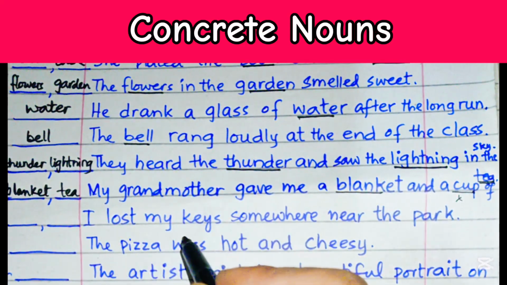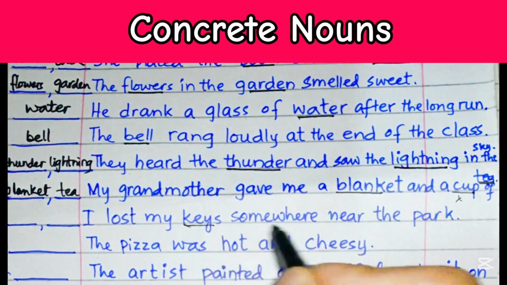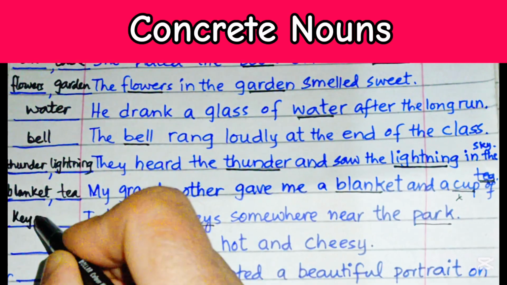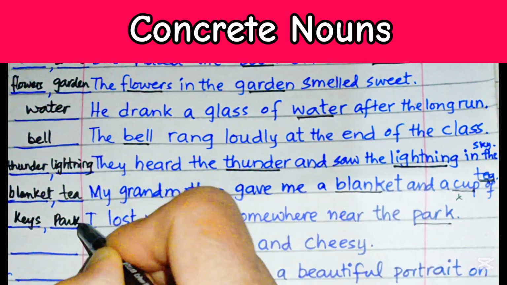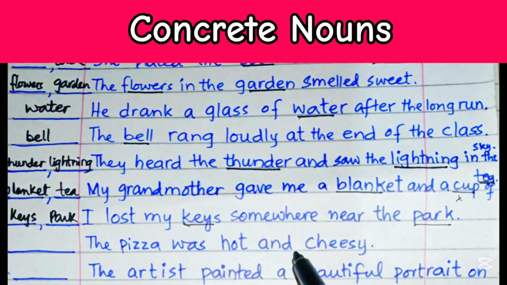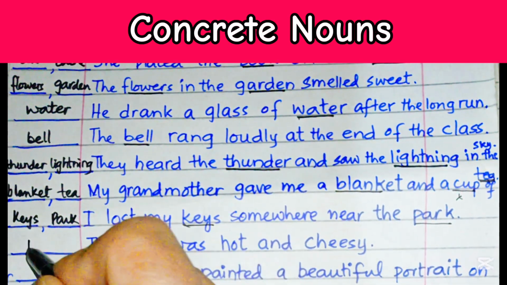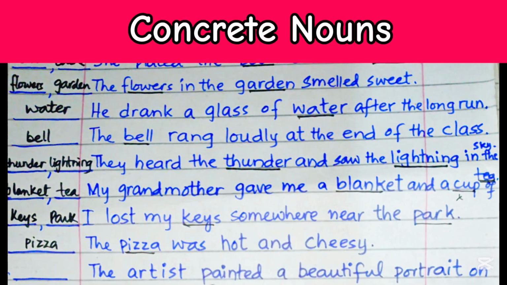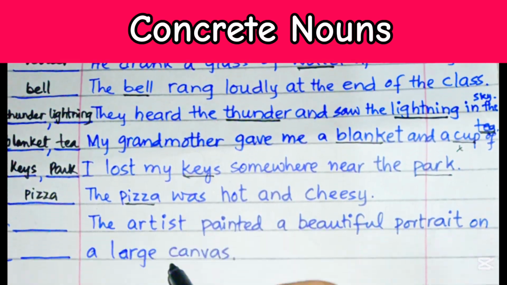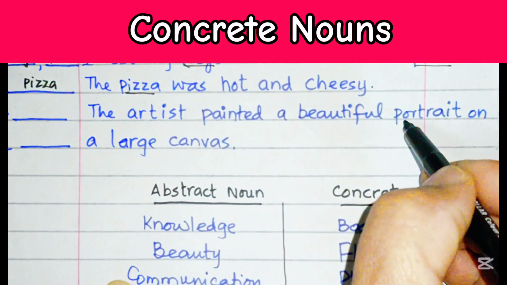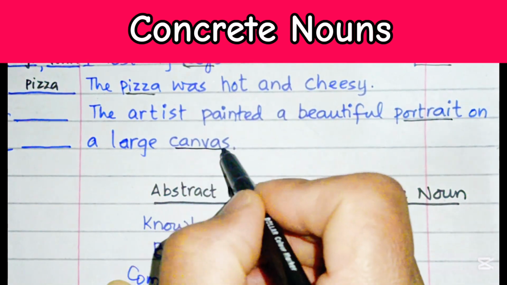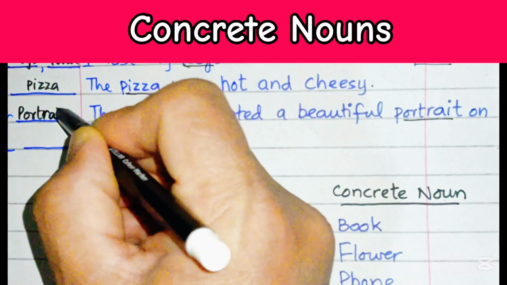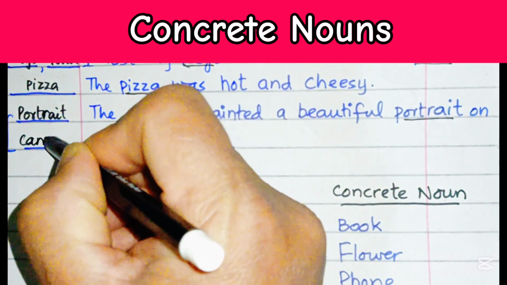I lost my keys somewhere near the park. So keys and park, these two are examples of concrete nouns. The pizza was hot and cheesy. So over here, the word pizza is the best example of a concrete noun. The artist painted a beautiful portrait on a large canvas. So portrait and canvas, both of them are examples of concrete nouns.